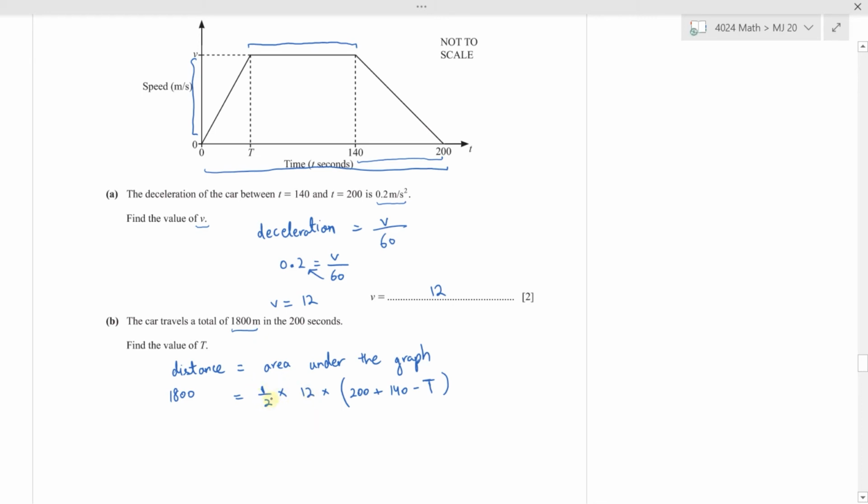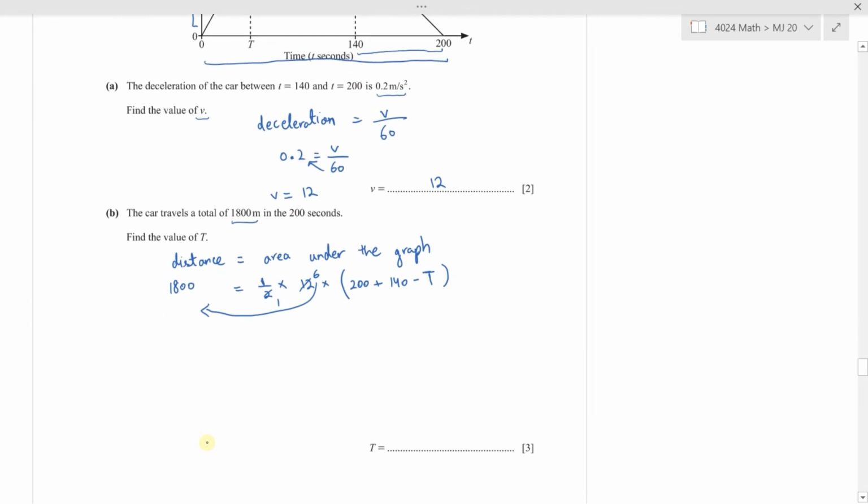So this is 2, 2 times 1, 2 times 6 is 12, and then I can bring this 6 to the other side. It will be in the denominator here. So let's solve this for t. So this will be 1800 over 6 equals 200 plus 140 minus t. And then this will be 6 times 1, 6 times 3 is 18, and 300. So this will be 300 equals 200 plus 140 will be 340 minus t. If I bring this 340 here, 300 minus 340 will be minus 40 equals minus t. Minus and minus cancel out, and I get t equals 40. So your value of t here is 40.